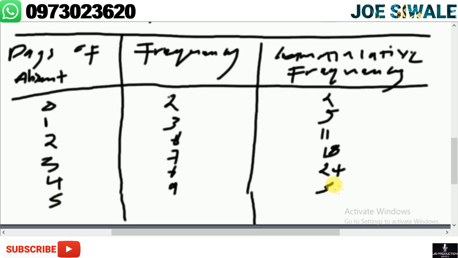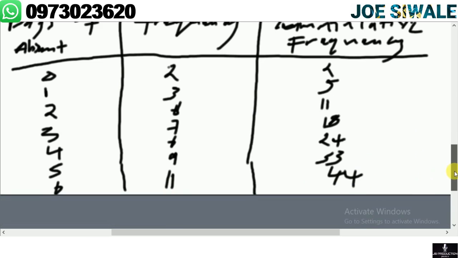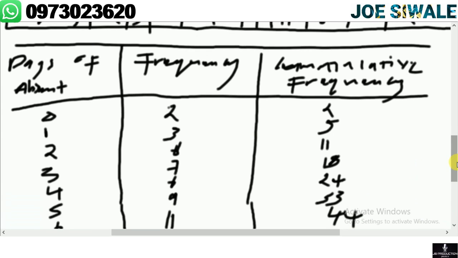Then we also have 6. The frequency of 6, that's 11. 11 plus 33, that's 44. So as you can see, there's not enough space, but you can complete that cumulative frequency table. So that's how you find the cumulative frequency table. Where you have questions, you can ask in the group.